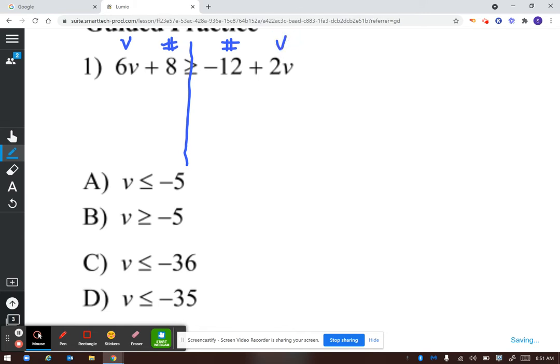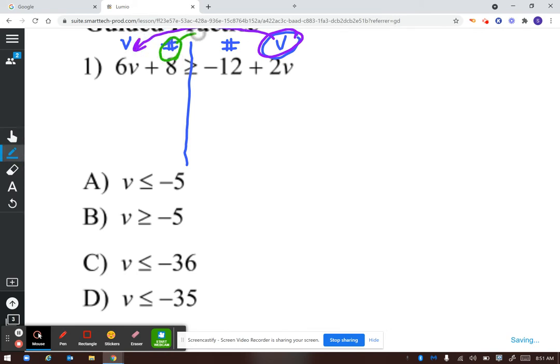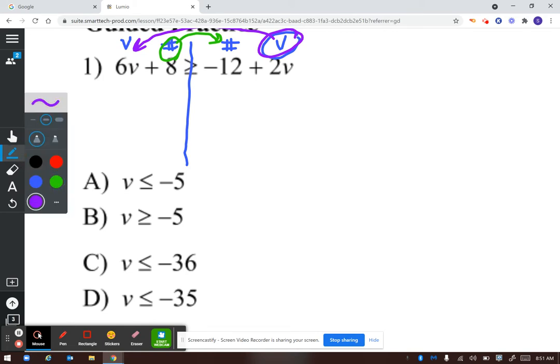The reason why I like the labels is because then I know that if I were playing football, I would need all of my V players to get on one side and all of my number players to get on the other side, because you don't have two different types of players on the same side. So we'll start with those V's and move it over.